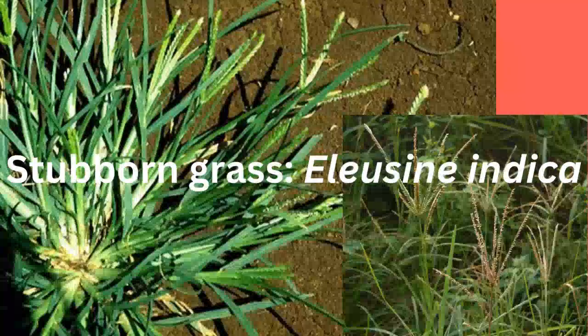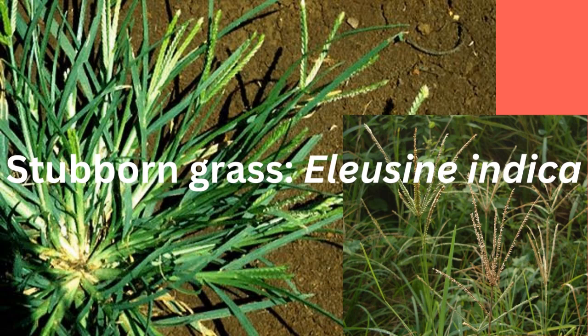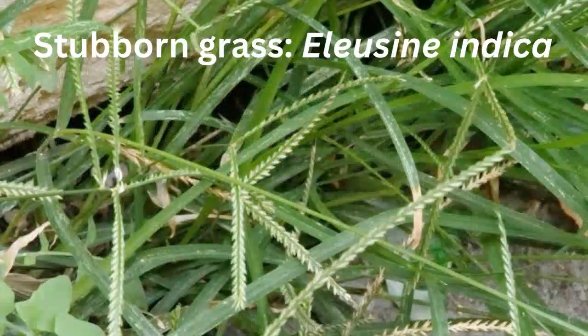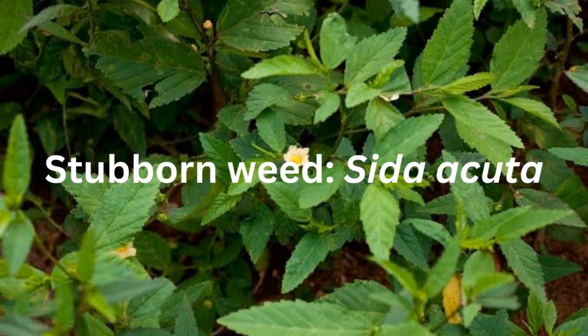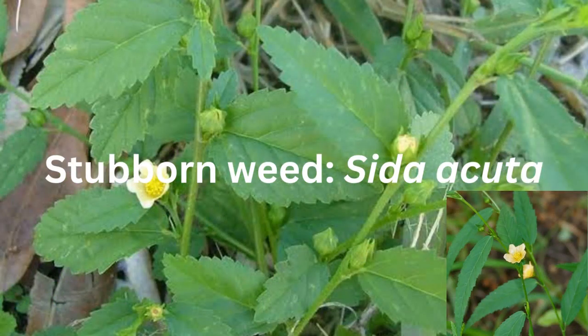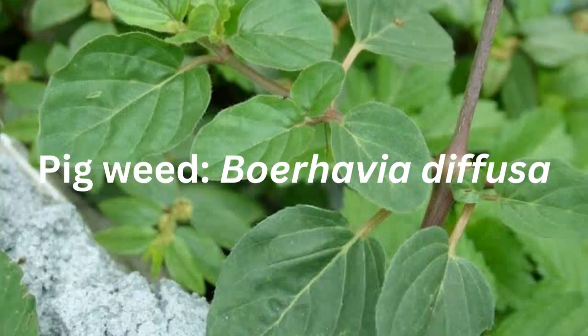Now, the next one here is Eleusine indica, which is commonly referred to as stubborn grass. It is very difficult to eradicate or uproot on a farm. It produces a lot of seed, which makes it easy for it to be propagated. Stubborn weed is also botanically referred to as Sida acuta. The stubborn weed has very strong stems, which also makes it very difficult to eradicate or control on the farm. Stubborn weed is thus a little bit palatable to farm animals.